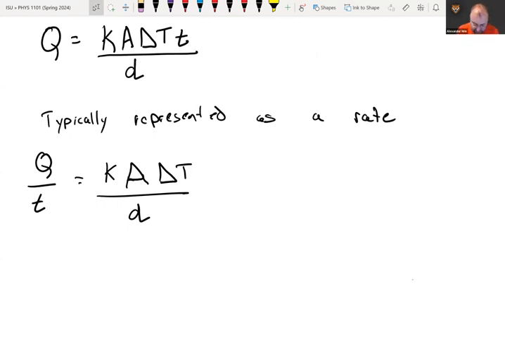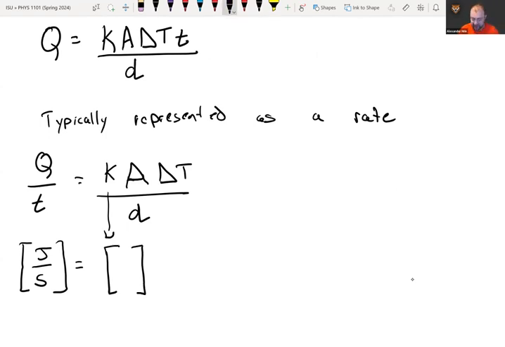I do want to quickly run through the units. The units of Q over time are joules per second. So those are the SI units. Now, we don't know what k is, so I'm going to leave k by itself. And honestly, I don't remember what k is. I look at the equation and then I figure out what k is. So I'm going to step through that with you. The units of area is meters squared. The units of delta T is either K or degrees Celsius.